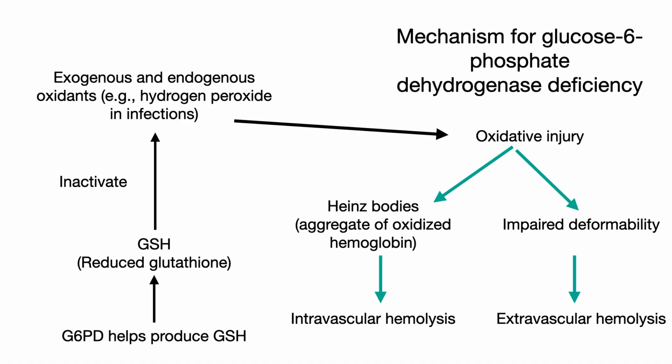So basically what happens is G6PD helps produce GSH, which is reduced glutathione. Reduced glutathione inactivates both exogenous and endogenous oxidants. So we produce hydrogen peroxide, different things like that. If you don't reduce those, you get oxidative injury. The oxidative injury leads to the Heinz bodies, which are aggregates of oxidized hemoglobin, and that can lead to intravascular hemolysis. It can also lead to impaired deformability through oxidative injury to the cell, and that can lead to extravascular hemolysis. Same thing as we talked about with hereditary spherocytosis, the fact that it's not deformable when it goes through the spleen, and so it can be removed.